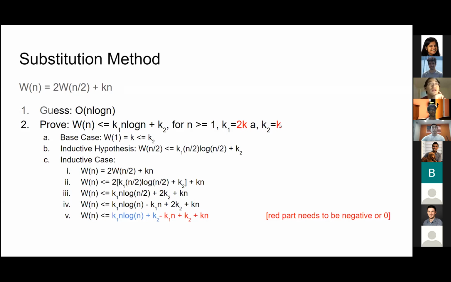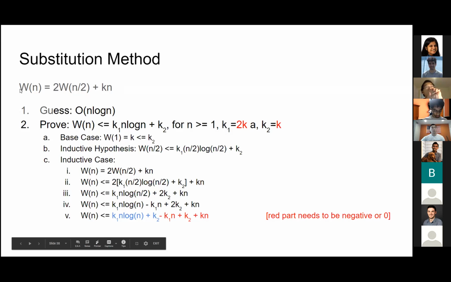If we plug in 2k and k for k1 and k2 into this bottom part of the expression here, we get, I think, negative 2kn plus k plus kn, which for input size n greater than or equal to 1 will always be either 0 or negative. So using these constants, we can show that Wn is indeed bounded by k1 n log n plus k2. So we have proved that this recurrence is O of n log n.